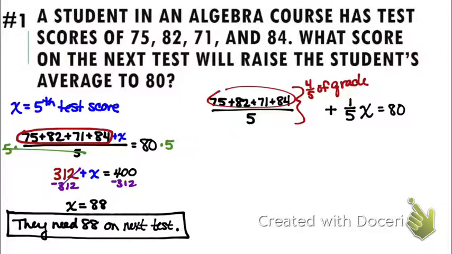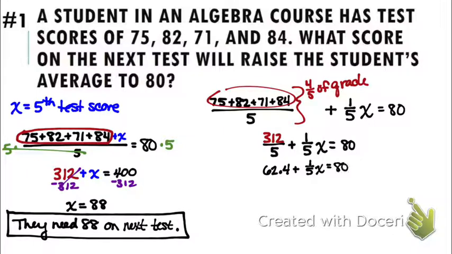So I'd have 312 over 5. What is 312 over 5? I don't know, not pretty. Grab a calculator for me real quick. I know it's a no calculator course, but grab a calculator. 62.4. 62.4 plus 1/5 x is equal to 80.